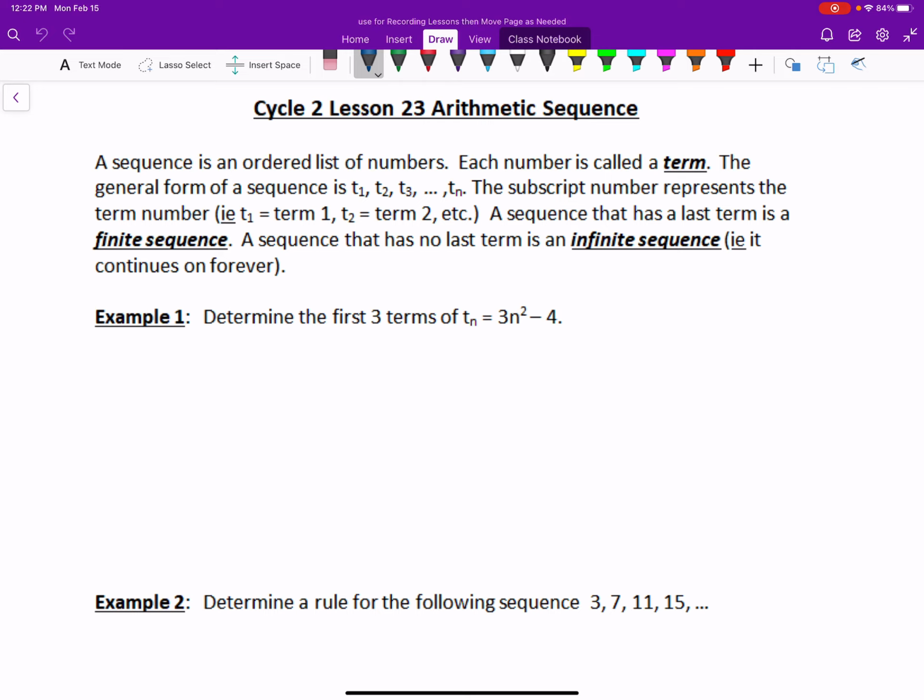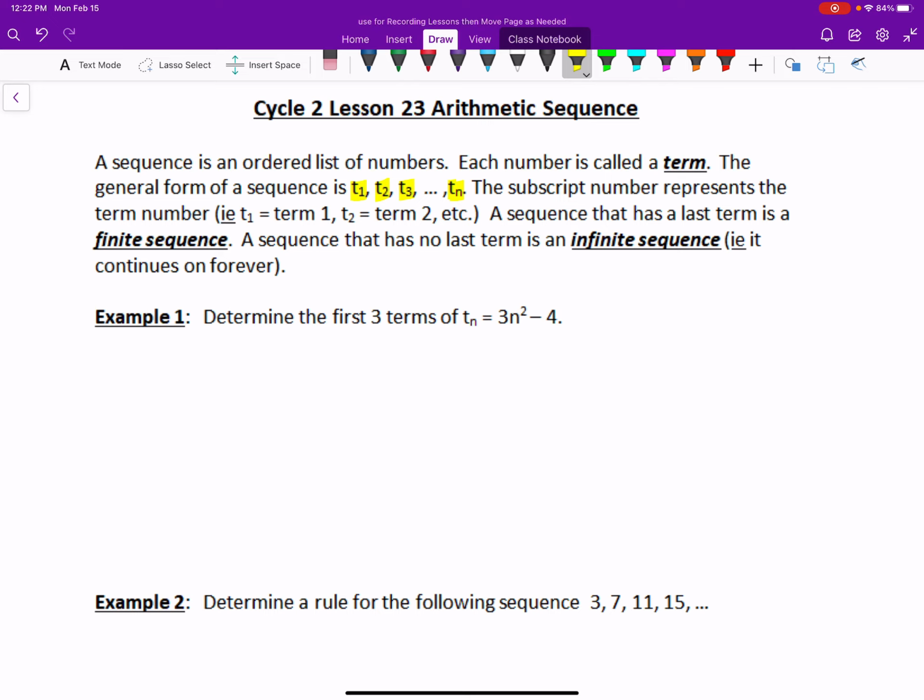The general form of a sequence goes term 1, comma, term 2, comma, term 3, etc., up to term n. N is the last number. So if there are 10 numbers in the list, then n would be 10. That would be the last number in our sequence. The subscript just represents the term number.